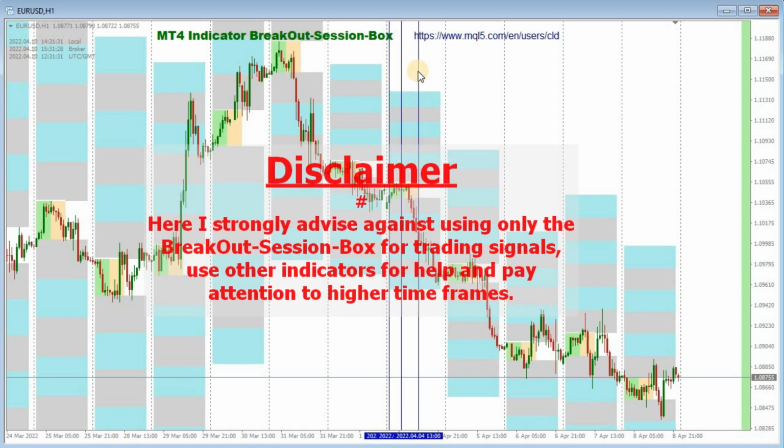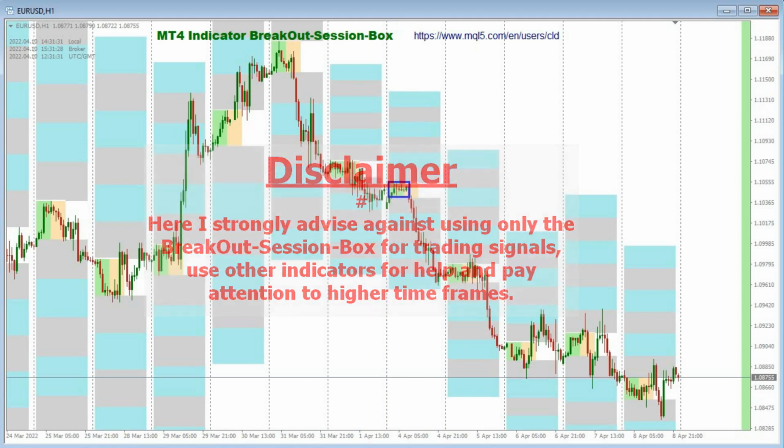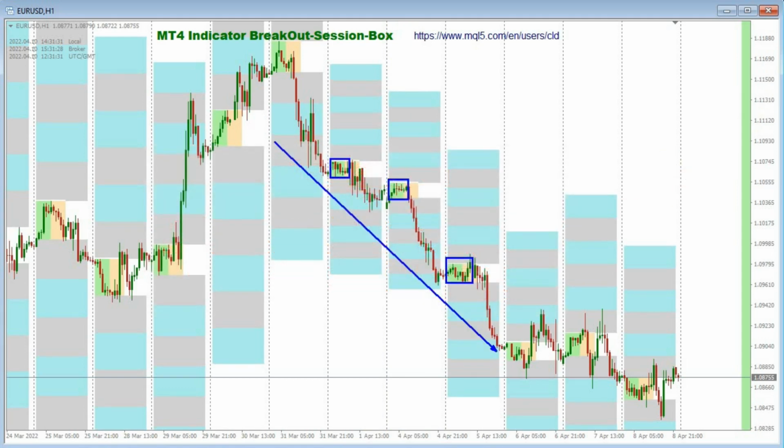Here I strongly advise against using only the breakout session box for trading signals. Use other indicators for help and pay attention to higher time frames. For a breakout session box as a trading system, you need a trend, because the trading system only makes sense in a reliable trend. The most well-known trading systems, such as Asia Open or London Open, can be traditionally displayed here, provided there is a trend. The volatility of the opening phase corresponds to the risk and in the other direction to the take profit.